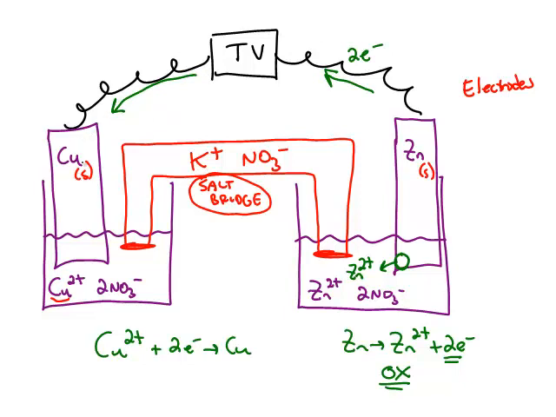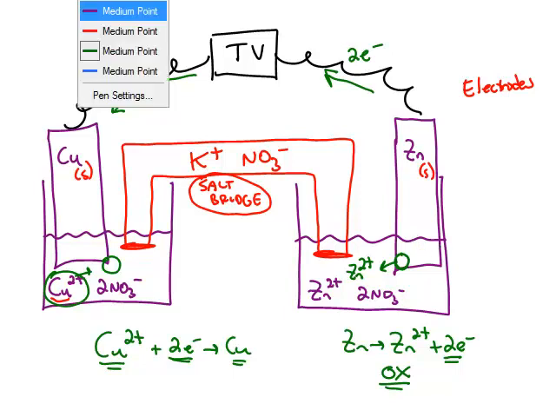The electrons then travel through the copper, and the 2 electrons connect with the copper 2 plus in solution, and they're going to form an atom of solid copper. So one electrode is increasing in mass. The copper electrode is getting a little bit heavier as the battery operates, and the zinc electrode is dissolving, so it's becoming a little bit lighter in mass as the battery operates.